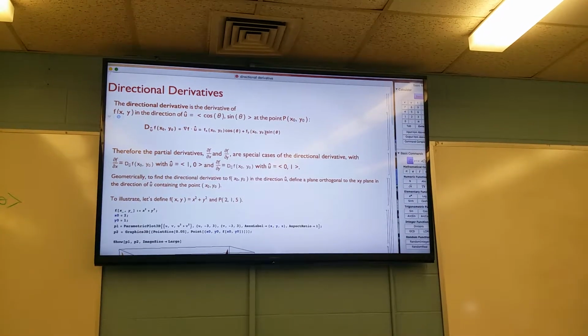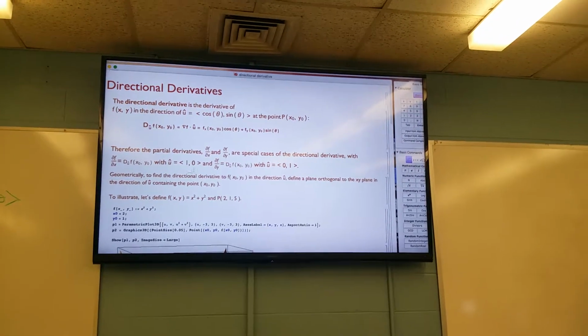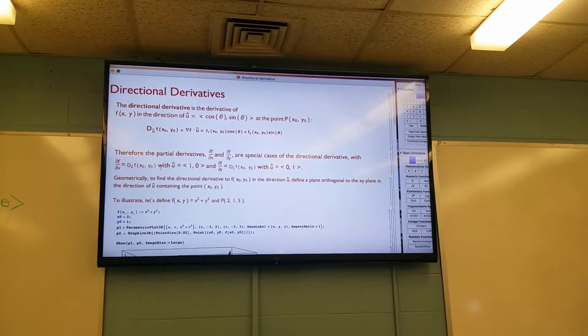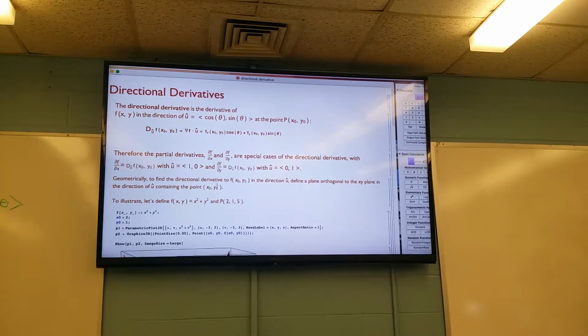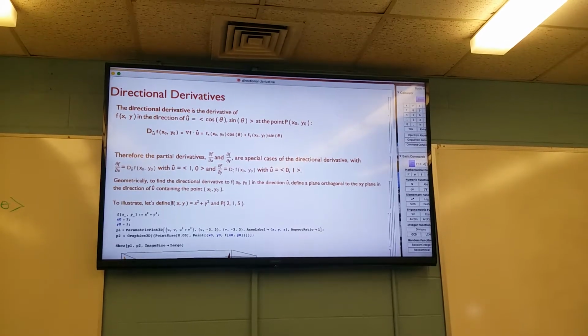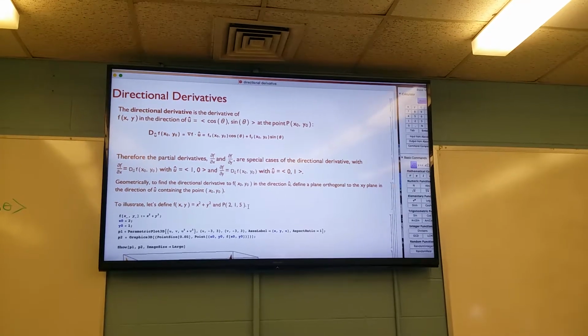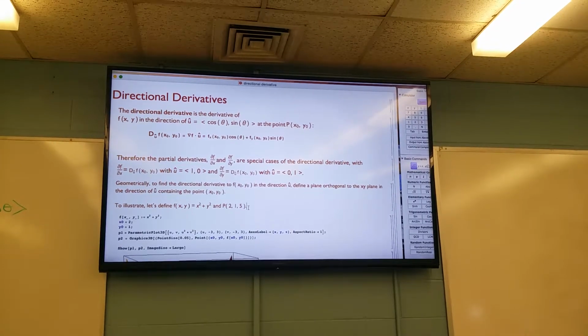What do you think? Let's do some examples. I can show you. All right, so what we're going to do is what I just said here. Okay, let's define our function. Let's take our paraboloid, z equals x squared plus y squared, at the point 2, 1, 5.